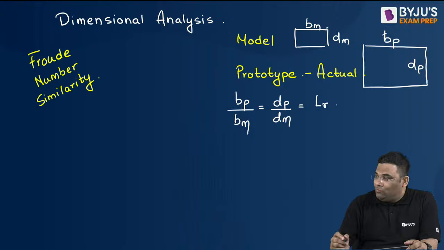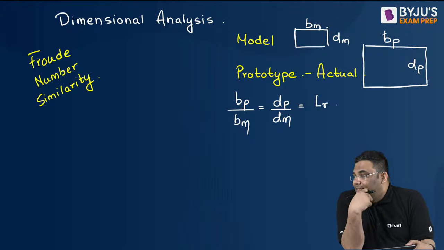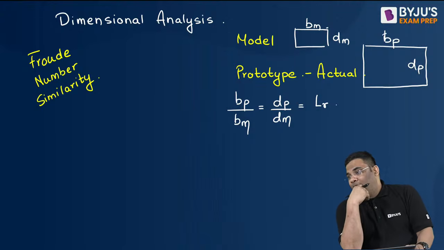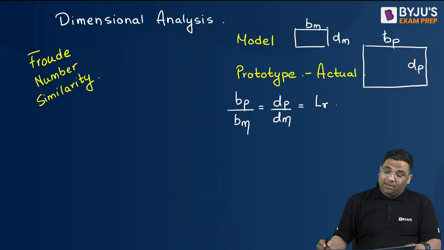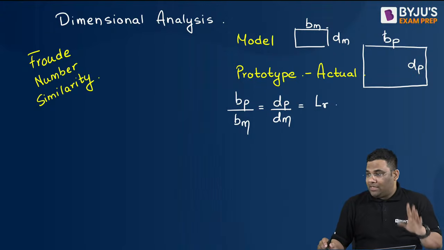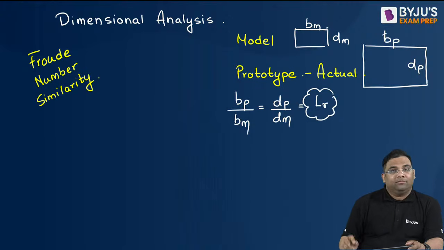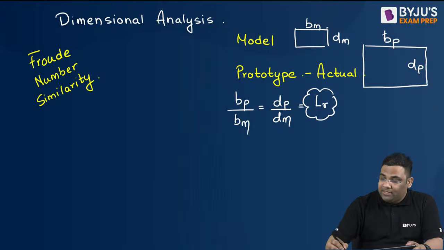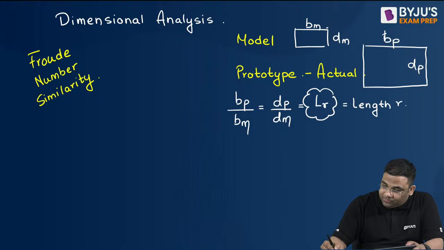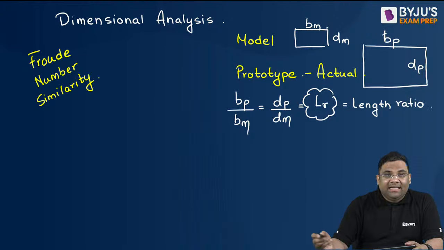CS is asking what about case varies with model prototype. Means you are asking about distorted model, right? I'll explain that later. But here it is LR. Let us first discuss this. This is your LR, means the ratio of the dimensions. Length ratio, I can say this as length ratio.